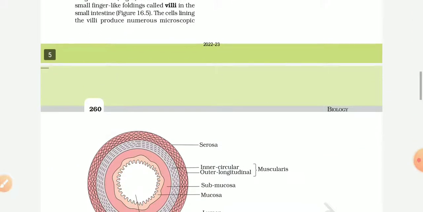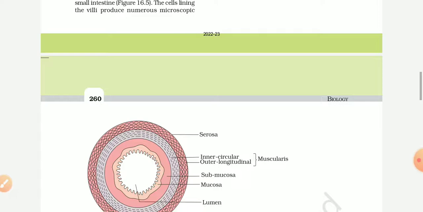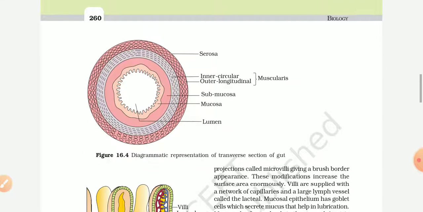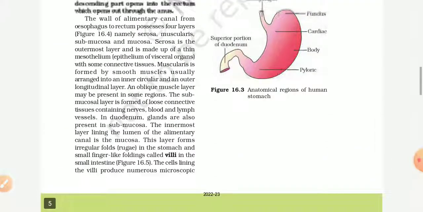And the cells lining these villi produce numerous projections called microvilli, giving a brush border appearance. Okay, so that is about that page.